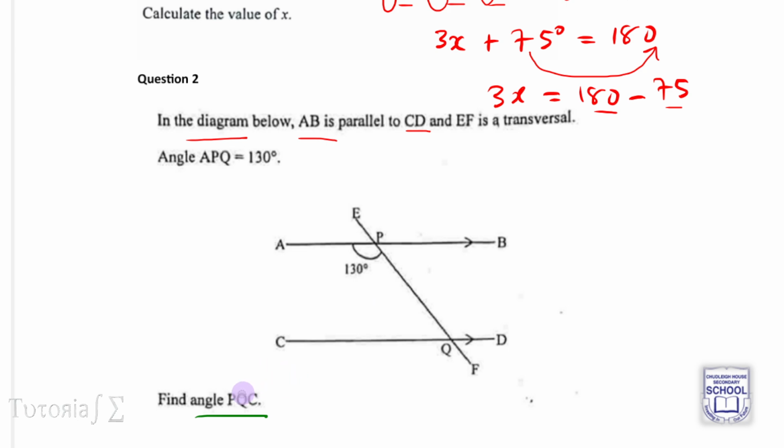So let's locate PQC. So we start from P, which is here, PQC. So the turning point is the angle that we are looking for. Okay, let me just draw it properly. Okay, so that is PQC. So the turning point is the angle that we're looking for. So the turning point is this one.